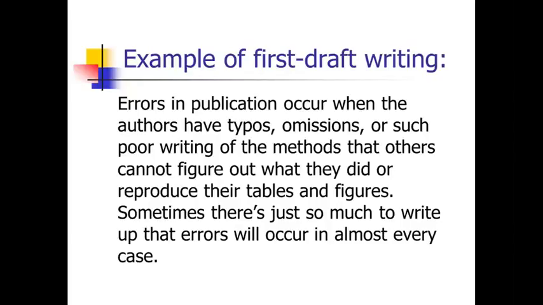Here's a short paragraph that I'd written on a first draft. It said, "Errors in publication occur when the authors have typos, omissions, or such poor writing in the methods that others cannot figure out what they did or reproduce their tables and figures. Sometimes there's just too much to write up that errors will occur in almost every case." Notice that long, complex sentence. Notice that's not the most elegant sentence you ever read. Neither of those is particularly elegant. Like I told you, don't use "there is." I've got my "there is" right in that second sentence. It's not terribly elegant, but I got down the crux of what I was trying to say.